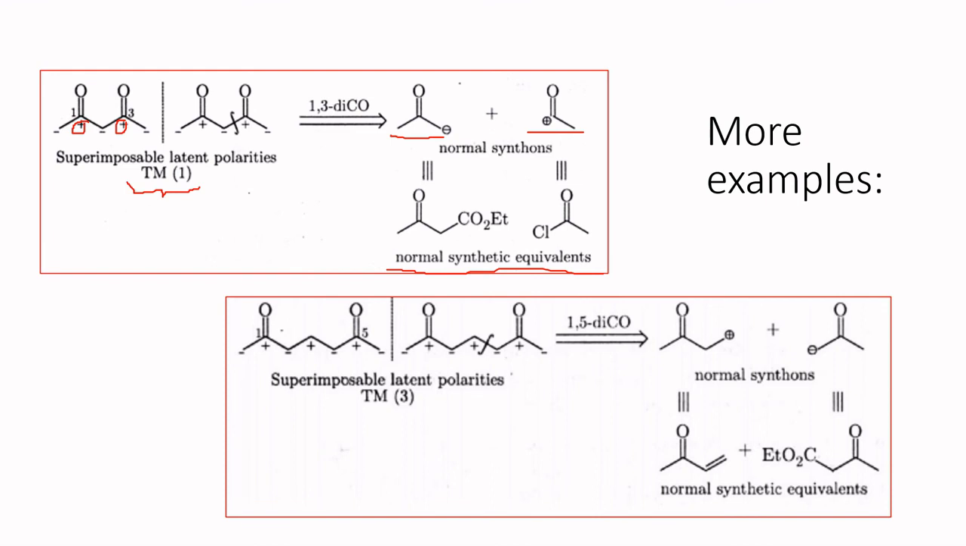Okay, for 1,5 disubstituted compounds, you can also observe it is plus and plus at carbon 1 and 5. So when you disconnect at this part, it will give you two normal synthons and two normal synthetic equivalents. So that's the end of this video. We will continue on the dissonant pattern in the next video.